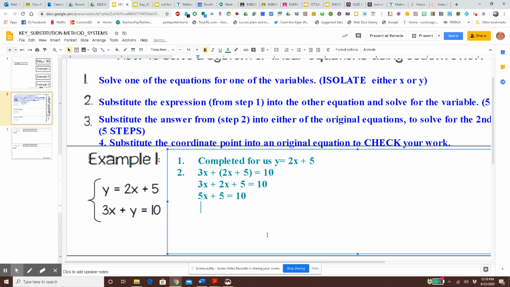Now I'm at the rewind step. I'm going to rewind this positive 5 by putting a negative 5 on both sides of the equal sign.